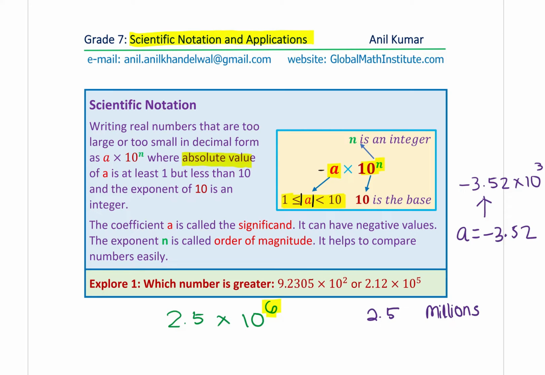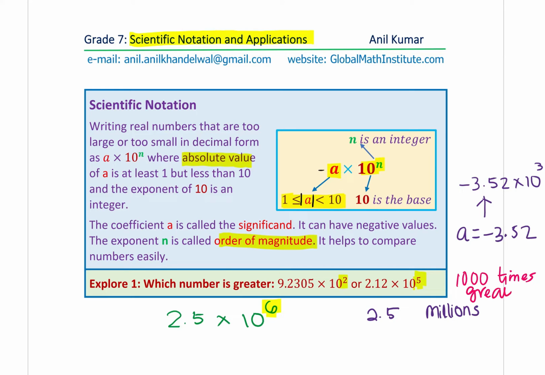So to find which one is greater, a good option is to go for the n value, the exponent, which gives you the order of magnitude directly, right? So we can very clearly see 10 to the power of 5 is a much bigger number than 10 to the power of 2. It is 1000 times greater. You see that? So you can say this number is 1000 times greater.